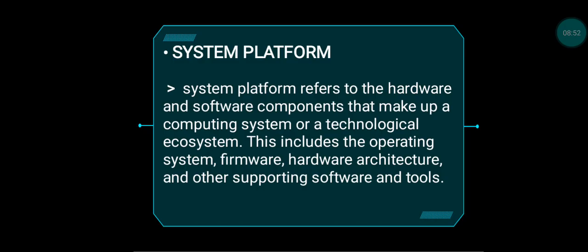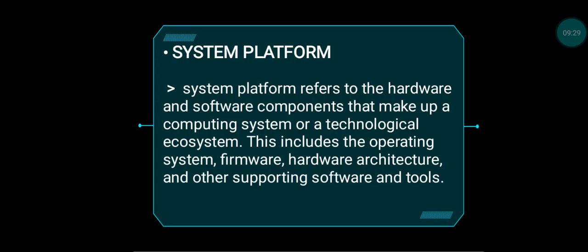We have a system platform. System platform refers to the hardware and software components that make up a computing system or a technological ecosystem. These include the operating system, firmware, hardware, architecture, and other supporting software and tools, which means it is a type of software that helps run and manage a computer, hardware, and basic functions.